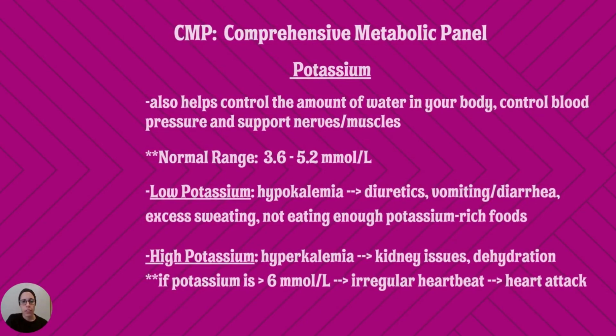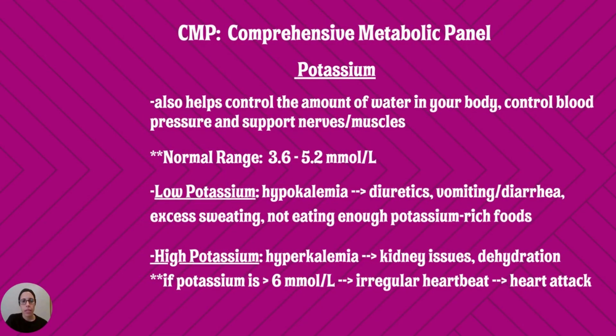The next lab value here as part of the comprehensive metabolic panel is potassium. Potassium is an electrolyte that also helps control the amount of water in your body. It also controls your blood pressure and supports nerves and muscles. The normal range is listed on the screen there. And so low potassium, this is called hypokalemia. So low potassium can be caused by diuretics, medications, vomiting or diarrhea, excess sweating, and not eating enough potassium-rich foods.